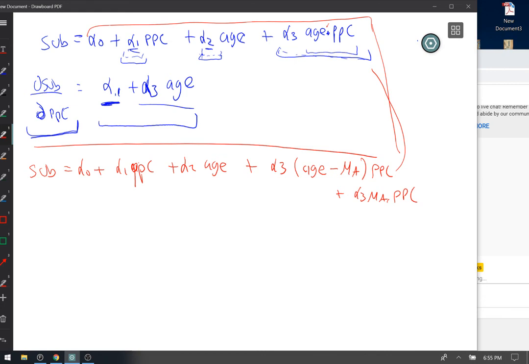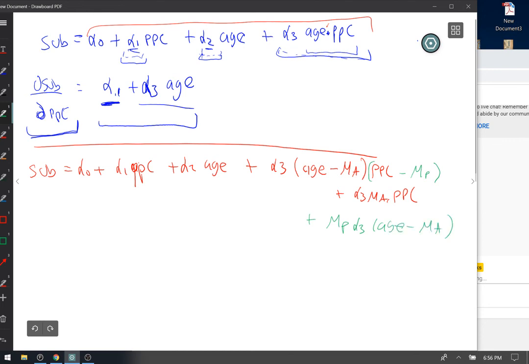Right? You then do the same for PPC. So you subtract its mean from within here, minus the mean of PPC, call it mu P, and it's got to balance out. So you've got to add on everything that you've just taken away. So we've taken away mu p times alpha 3 times all of age minus mu a. That keeps it then balanced. So these, again, they're all equivalent to each other.